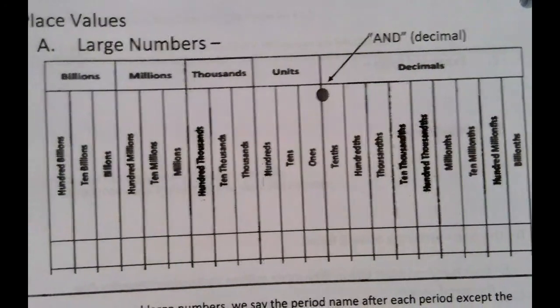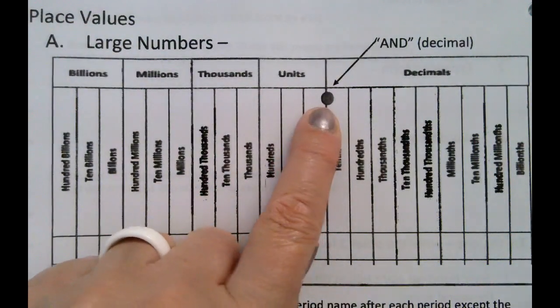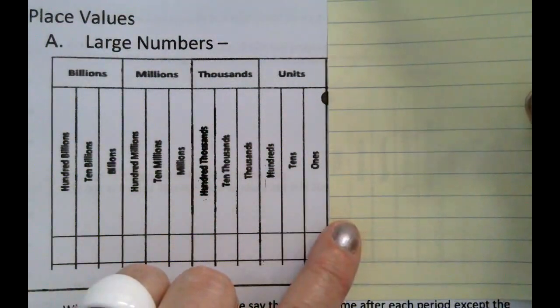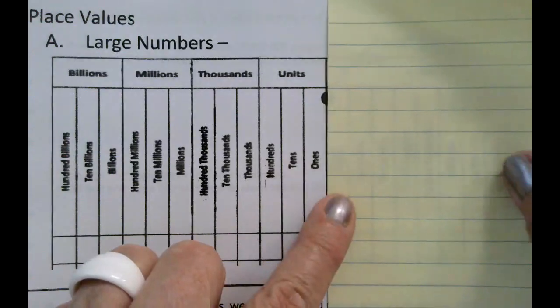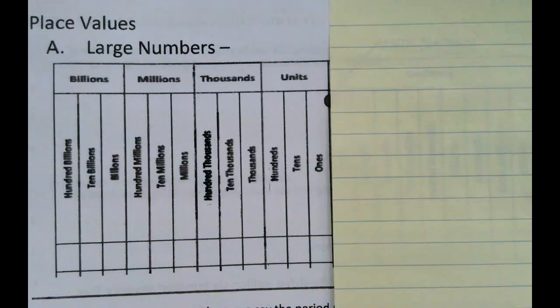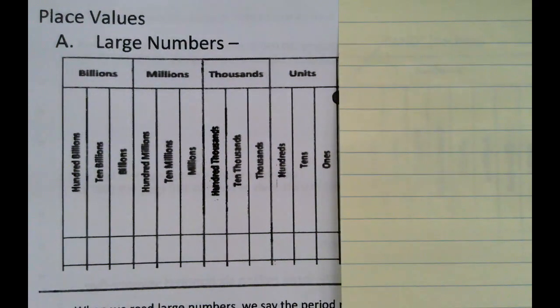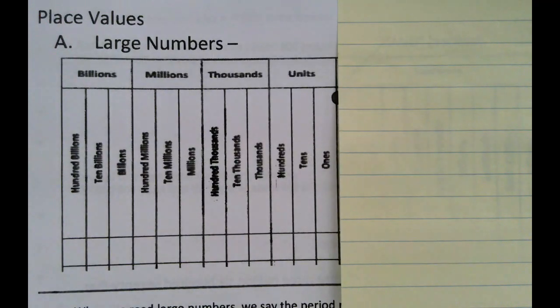Okay. So now you will notice that this chart has two pieces to it. There's the decimal right there. This right hand side, we're going to ignore for the moment. I'm not going to deal with the decimals today. We're going to deal with the units that are to the left of it, which are all the numbers that you've been working on since kindergarten, right?